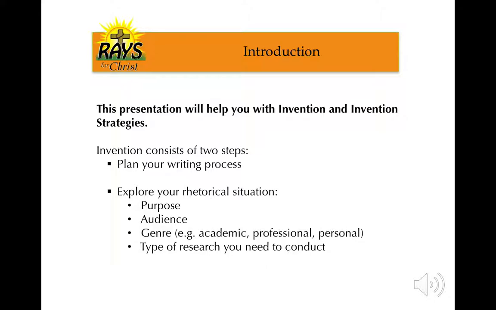And we're going to learn how to invent ideas, invent things to write about that are interesting within our topic or subject or whatever you want to call it. Zooming out just a little bit, invention strategies consist of 2 main steps. Planning your writing process is the first one, and that's where the Annie chart comes in. And then exploring also the reason why you're writing, looking at your rhetorical situation.